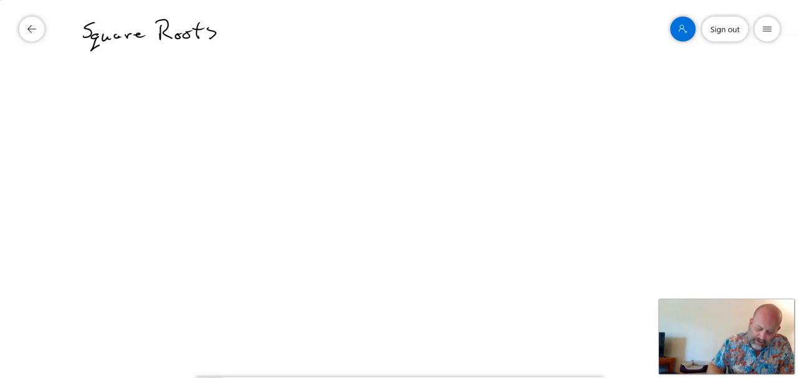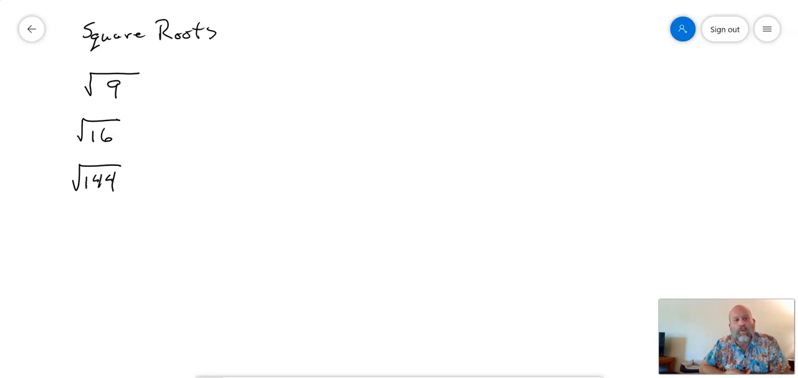Now, what a square root actually is, when I use this symbol, if I look at something like the square root of 9 or the square root of 16 or the square root of 144, what I'm looking for is a number times itself that will give me the radicand. The radicand is the number inside of the root. So I'm looking for a number that when I multiply it by itself, or if I square it, I get the number inside the root. And so it's really working the opposite direction of a square.